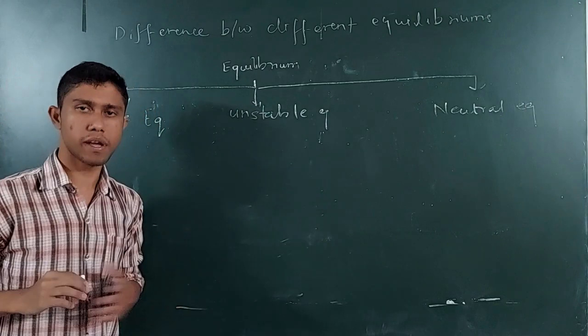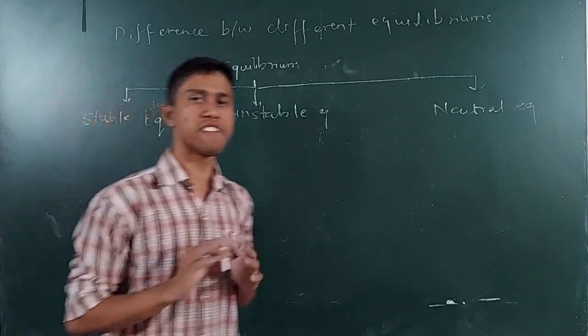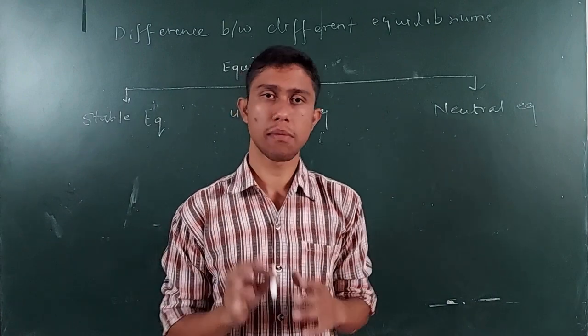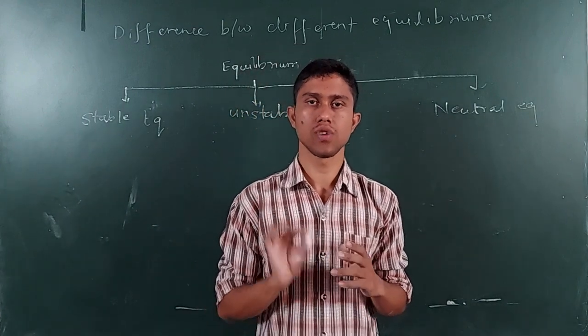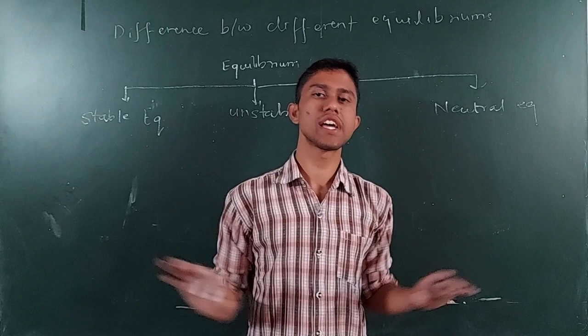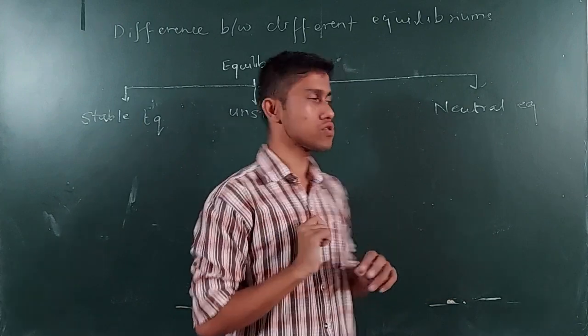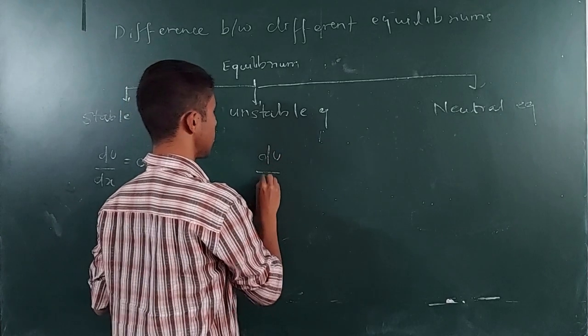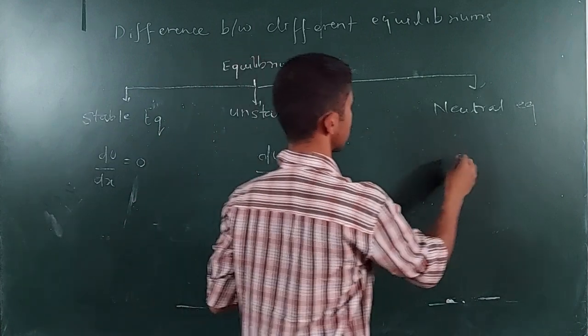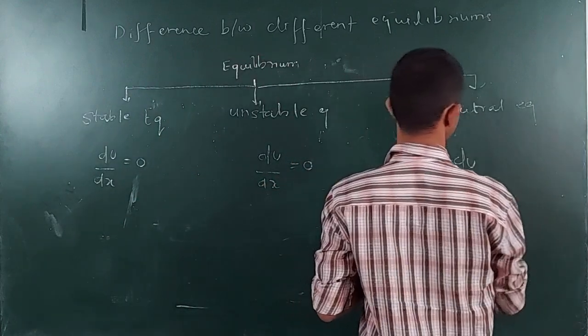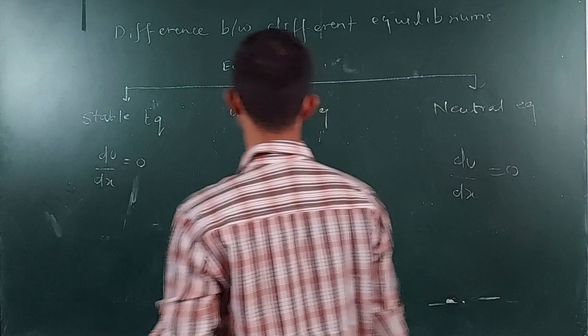I know they are equilibrium. So for each and every equilibrium, I know the force shall be 0, which we have seen earlier. So du by dx should be 0 for each and every case. For here also, du by dx is 0, and here also, for everyone du by dx is 0.